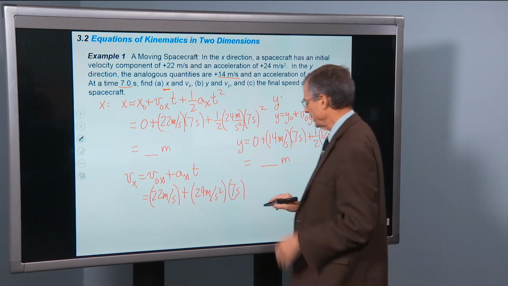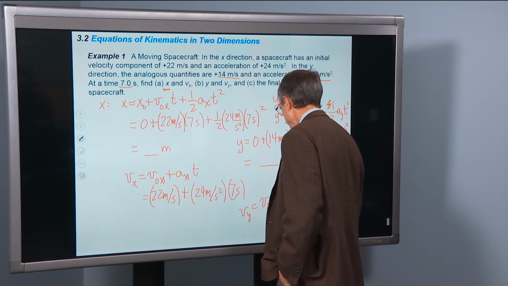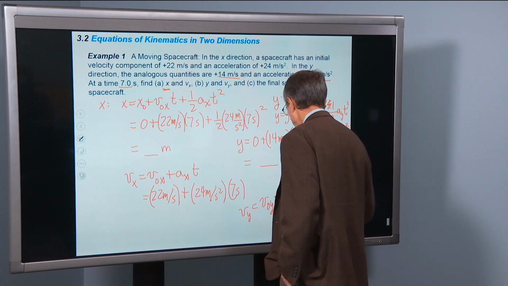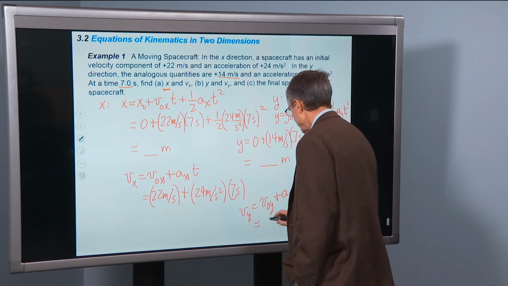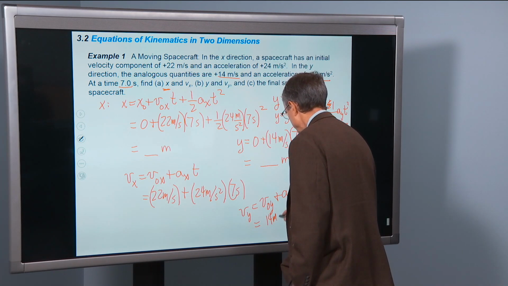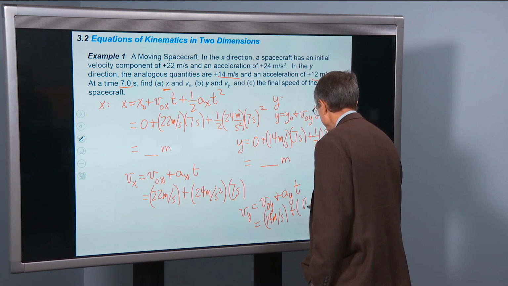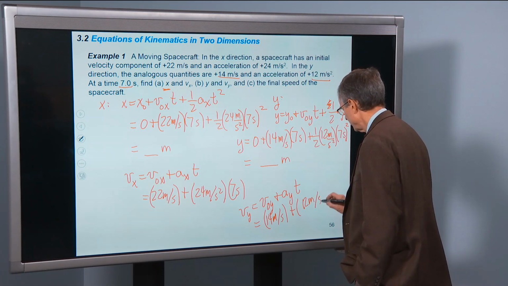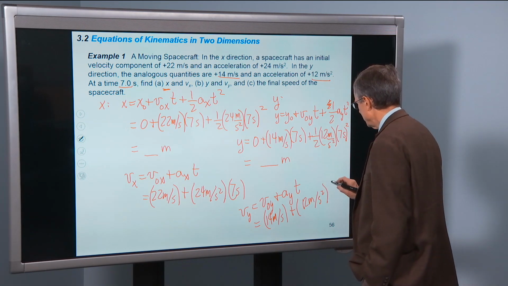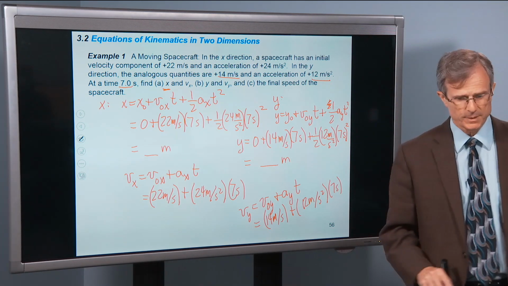And then similarly, Vy is v naught y plus ay times t. V naught y is 14 meters per second. The acceleration says 12 if you can't read it, times 7 seconds. Plug the numbers in. That'll solve that example number 1.